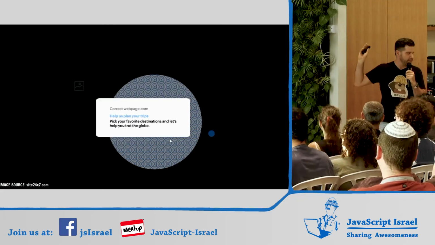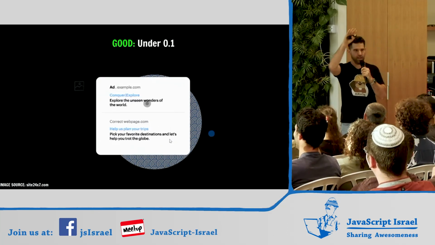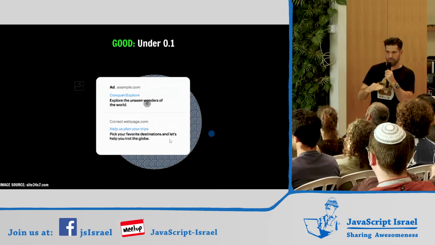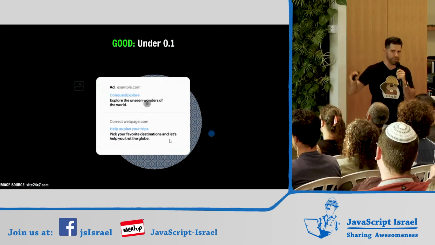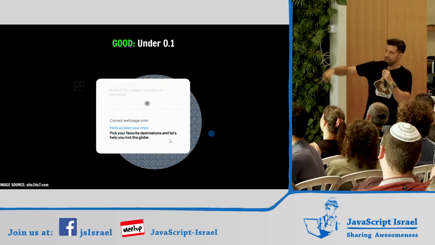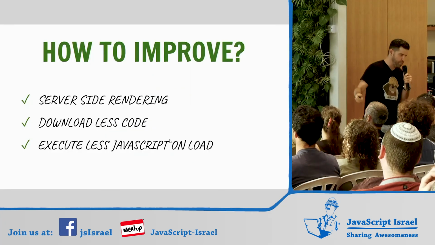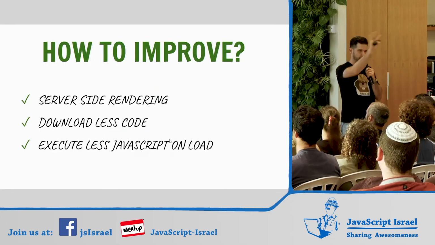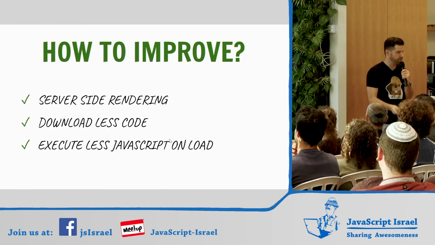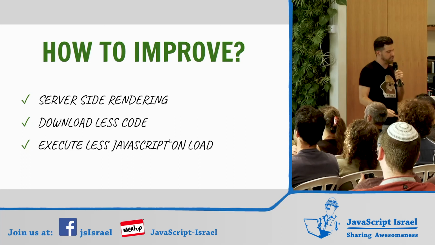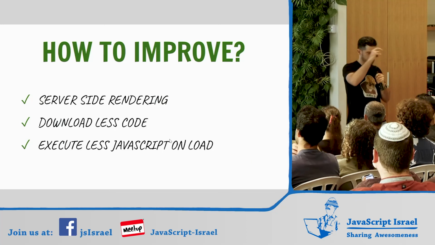Okay, so we don't want that. So Google is measuring it, they have a calculation on how many pixels dropped down below. This calculation we won't get into because this should be a lightning talk. But it needs to be under 0.1. How can we improve? Server-side rendering, of course, not just showing everything, because the browser is very smart at just showing HTML. Downloading less code and executing less JavaScript on load. Again, same stuff.